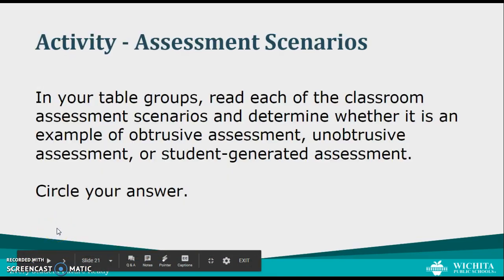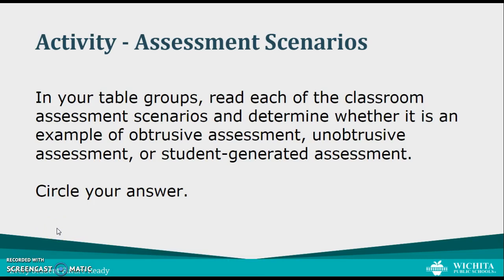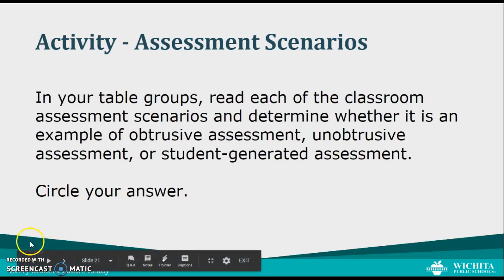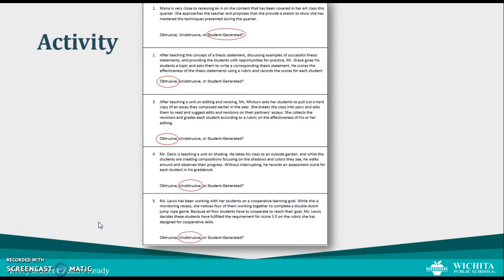So the next activity, you are going to get the last page in your packet. In your group, you're going to read each of the type of assessment scenario and decide whether it's the unobtrusive, obtrusive, or student-generated assessment, and circle your answer. And we will check in about 2 minutes. So go ahead and pause and complete that sheet. So here are the answers. Number 1 is student-generated. Number 2 and 3 are both obtrusive. And number 4 and 5 are both unobtrusive.